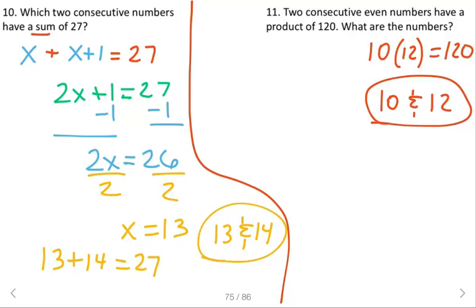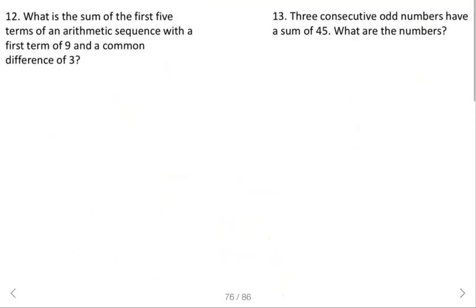If you don't know that or didn't pick up on that, another way to attack it is to say, okay, x is going to represent my smallest even number. The next even number would be x plus 2. So you could multiply those, set it equal to 120, and solve. You would have to solve that quadratic equation. After you distribute, you might get it in standard form and factor, or use the quadratic formula, or complete the square. So any of those would be ways of solving that.